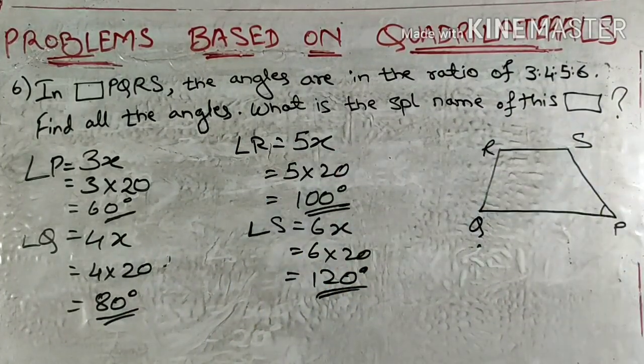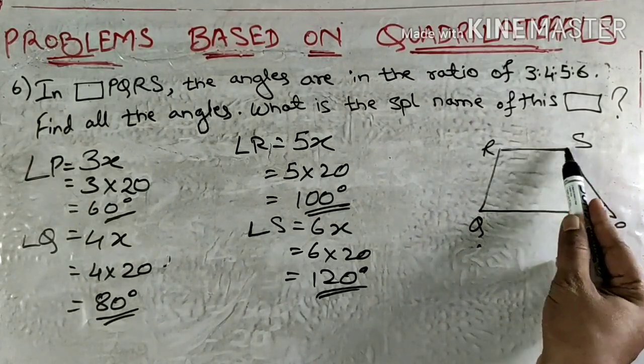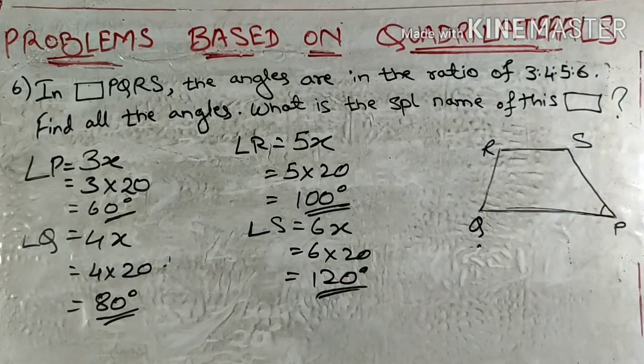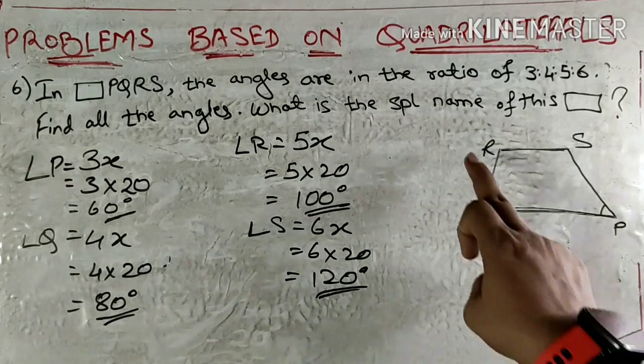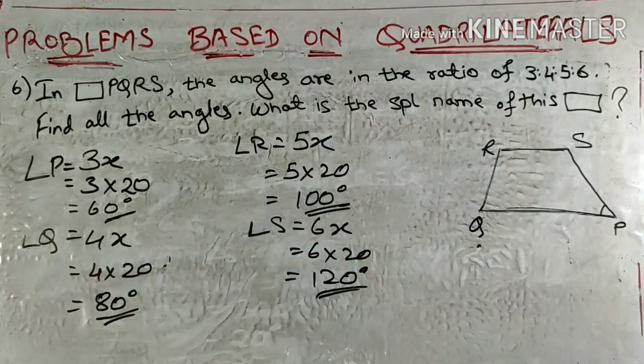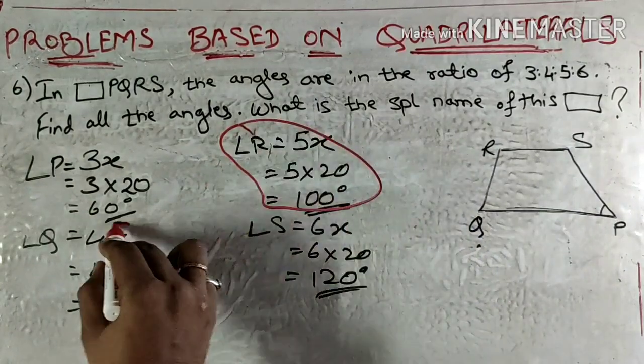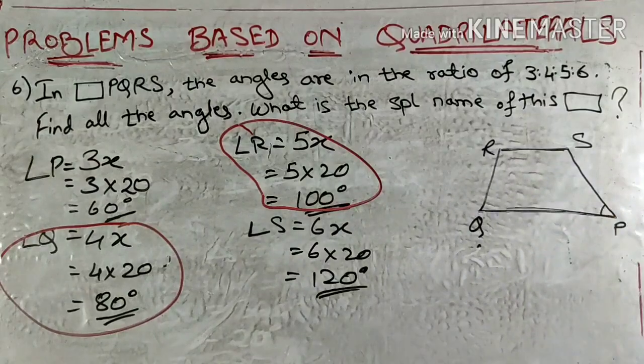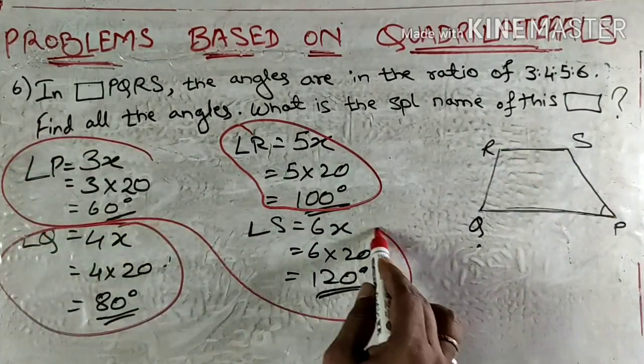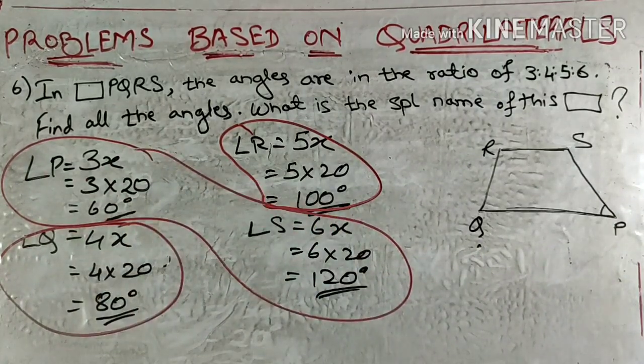What is the special name of this quadrilateral? If you see the adjacent angles just at the edges of these opposite sides which seem to be parallel to me, that is R and Q. Also S and P. If you remember, we had one of the properties of the trapezium, the very first one, that if the adjacent angles which are on the edges of two parallel sides, if their sum is 180 degrees, then it means that the quadrilateral is a trapezium.